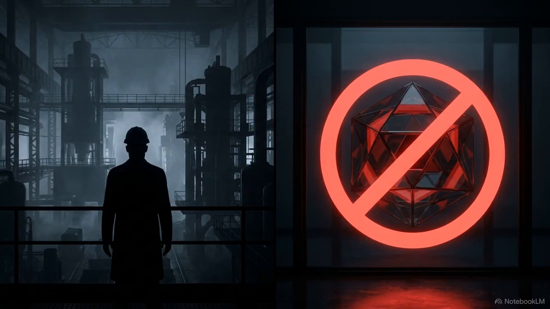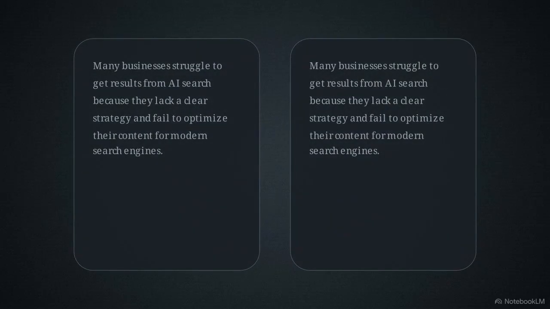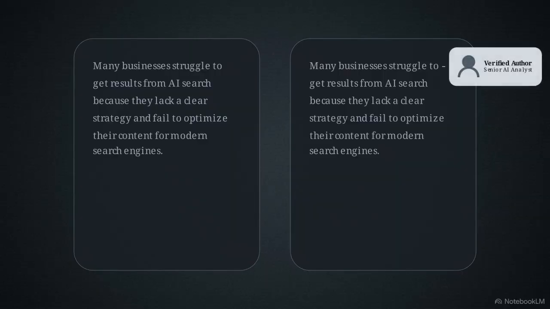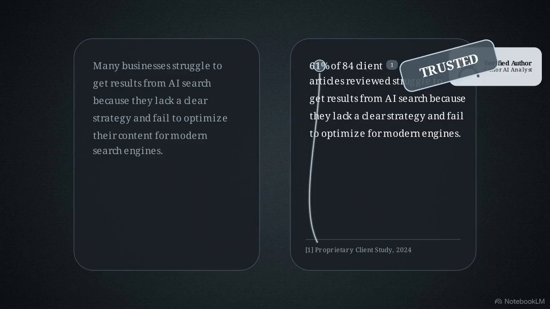Then comes the trust filter. An AI model cannot personally interview your experts or inspect your factory. It relies entirely on the signals of credibility it can see on the page. Notice the difference between these two blocks of text. Trust is established by making the evidence visible. That means naming a human expert, citing original research, and placing specific statistics right next to the claims they support.